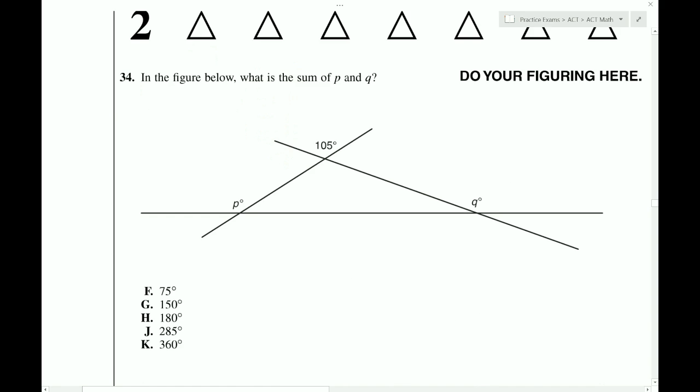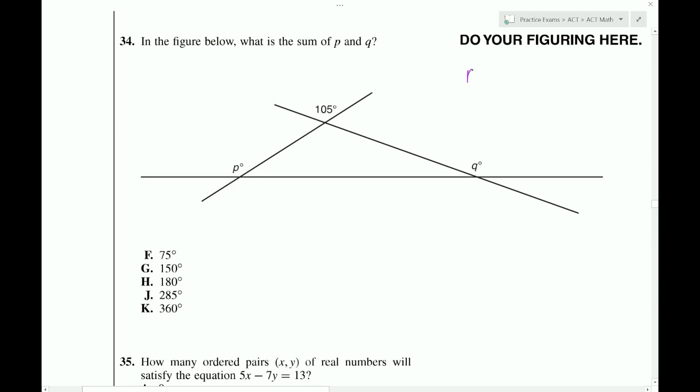In the figure below, what is the sum of p and q? So we're finding p plus q. There's a few ways you could do this. Perhaps the easiest way is to use the sum of the exterior angles. But the caveat here is that this is not an exterior angle because it's equivalent to the one inside here. So these are vertical, right? So perhaps we shouldn't do it that way.